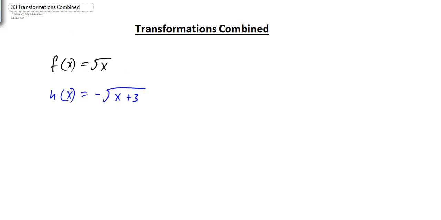plus 3. So once again, we know the parent function here is the square root of x, so I'm just going to draw this in. There's the square root of x. And now we want to go through the steps here. And I'm going to start with the inside. Now, we know that we have a plus 3 here, and we see a negative out front.